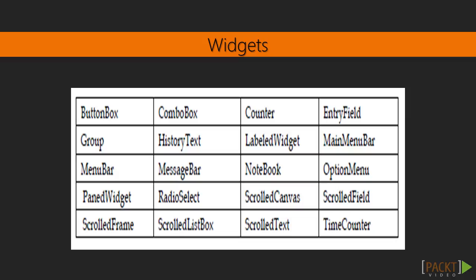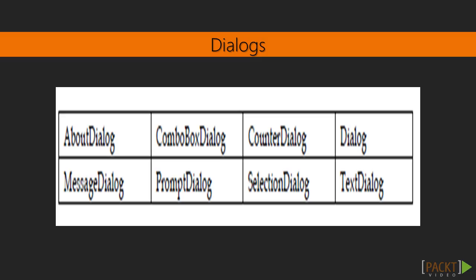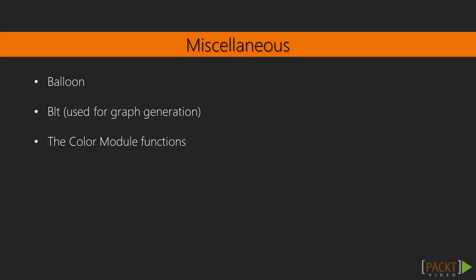Talking about PMW, here's a quick list of widget extensions and dialogues from the package. First one is widgets. This table shows a list of widget extensions. Dialogues. This table shows a list of widget dialogues. Miscellaneous. This is a miscellaneous quick list for PMW. 1. Balloon. 2. BLT, used for graph generation. 3. The color module functions. PMW offers a large list of extended widgets.